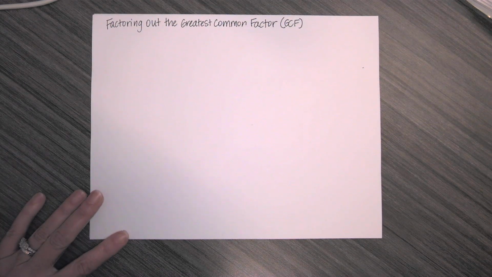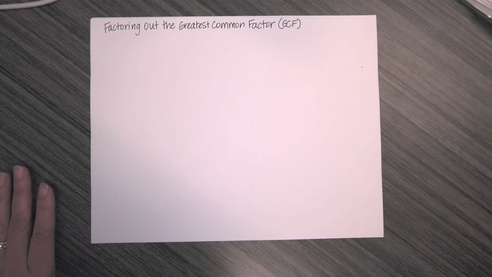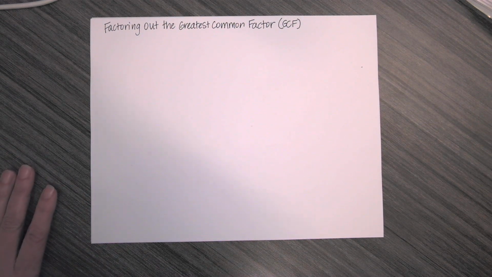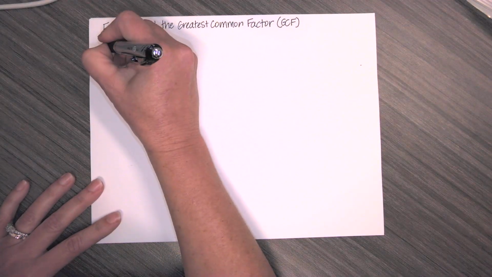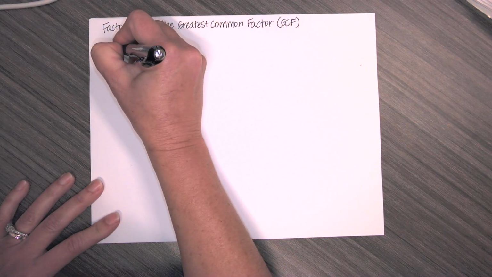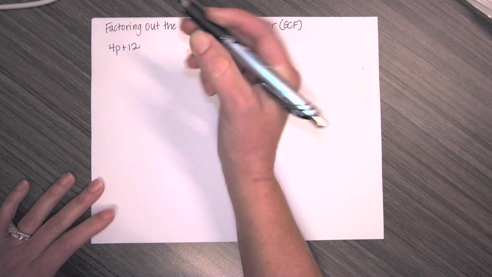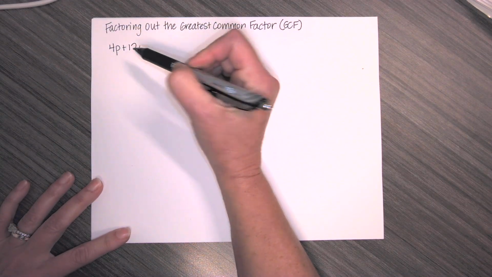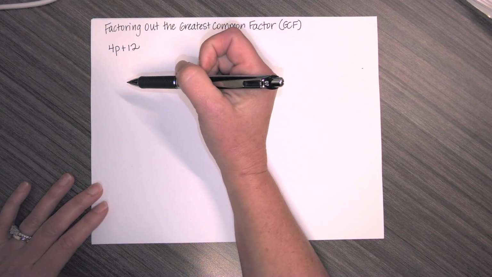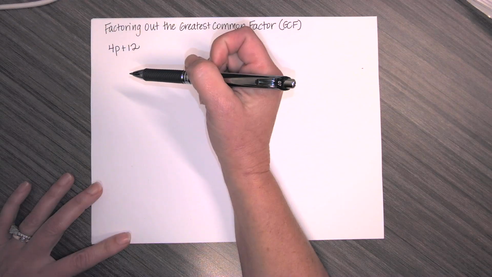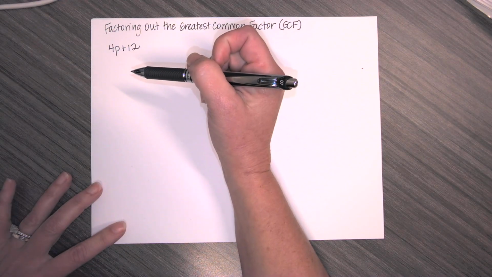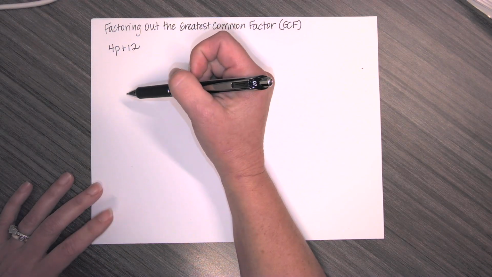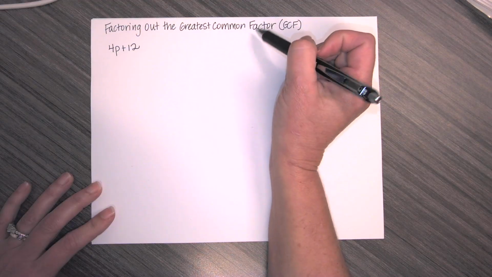In this video, we're going to look at how to factor out the greatest common factor from a polynomial. So here we've got 4p plus 12. This is called a binomial because it has two terms. And when we get into factoring, the first step in any factoring problem is going to be to factor out the greatest common factor, if there is one.